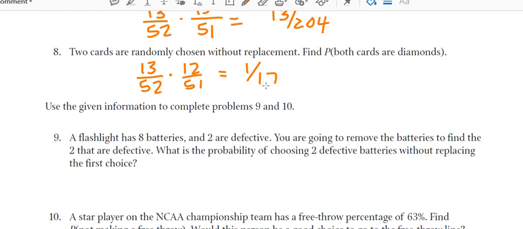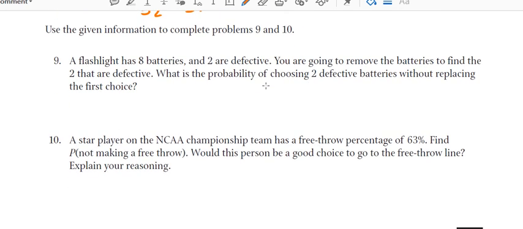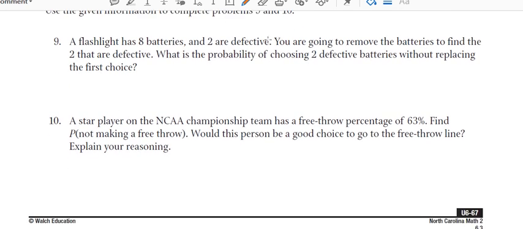So here it says a flashlight has 8 batteries and 2 are defective. You are going to remove the batteries to find the 2 that are defective. What is the probability of choosing 2 defective batteries without replacing the first choice? So basically defective and then defective without replacement.